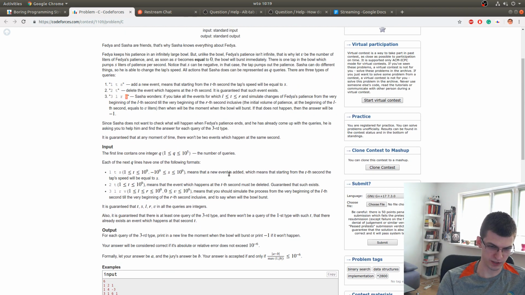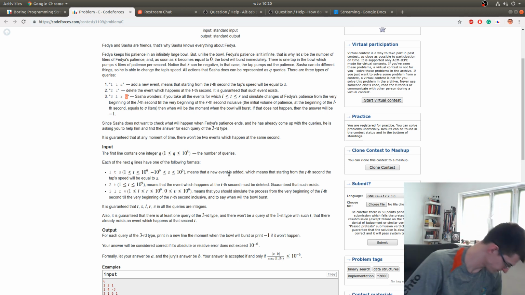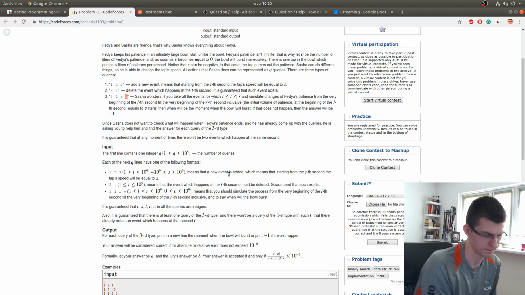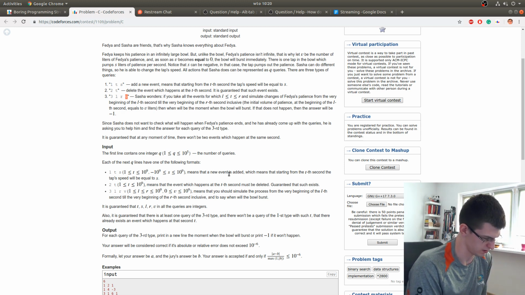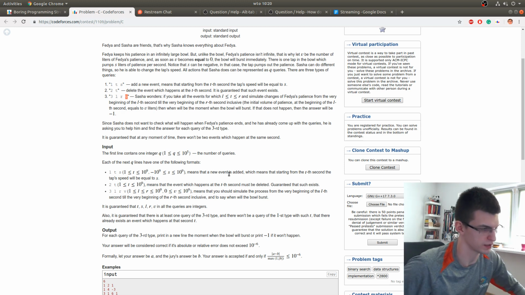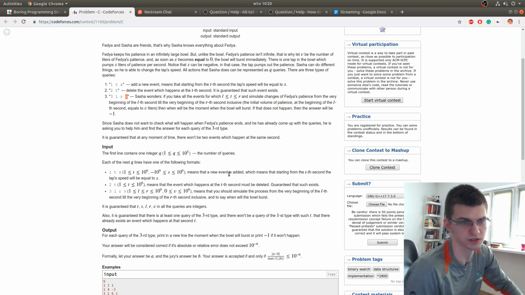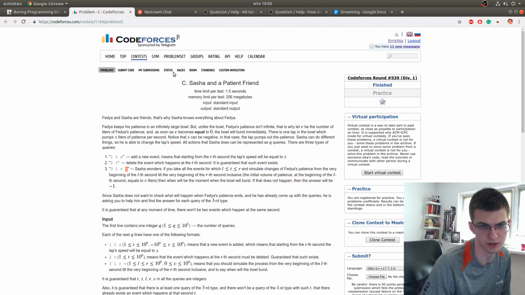And we can't binary search, because the speed of tap can also be negative. So the graph of the volume of water can look like that. It's not necessarily decreasing. And I started coding something during a contest, but I didn't finish in time because I solved other problems instead.